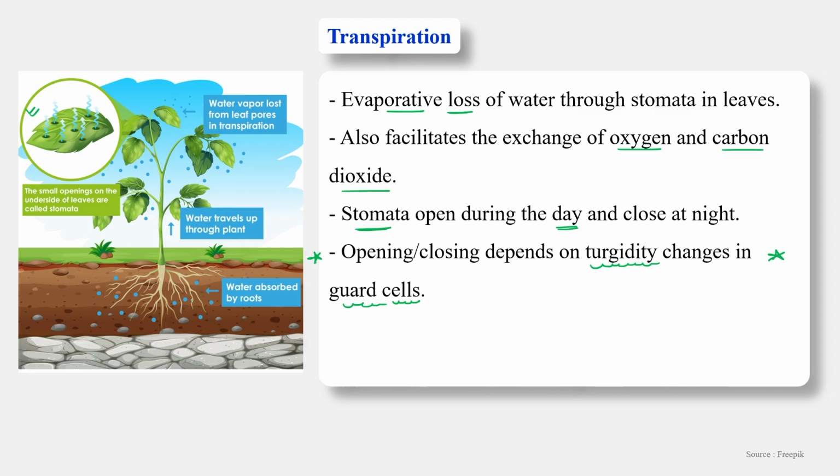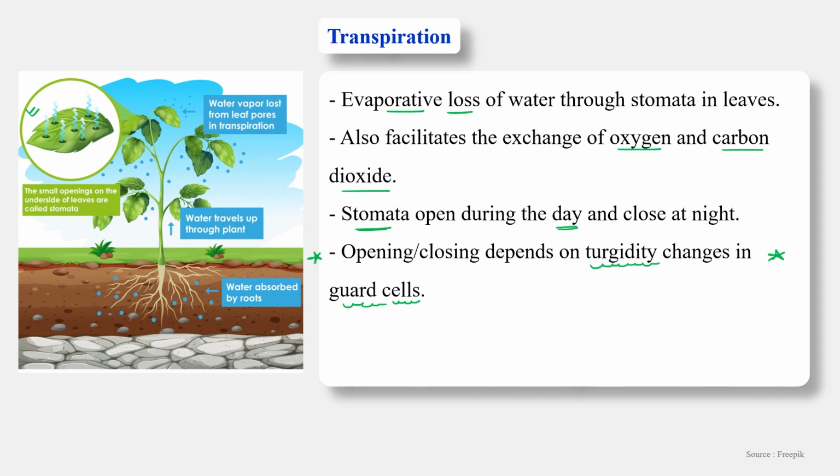Water is taken up by the plant, it moves throughout the stem, and water vapor is lost from the leaf pore or stomata in transpiration. Why? Because the water content present in the atmosphere is comparatively lower than in the leaf, so movement occurs from high concentration to low concentration. So if stomata are open, then water moves as vapor outside into the environment.